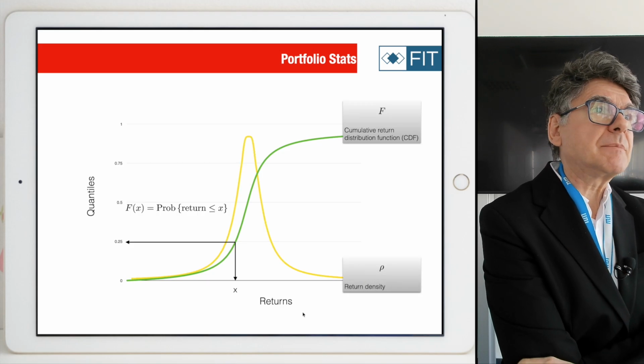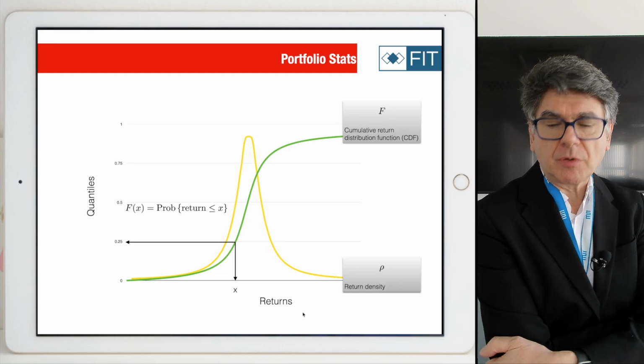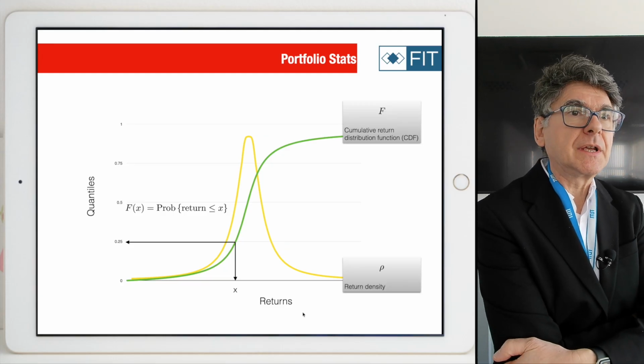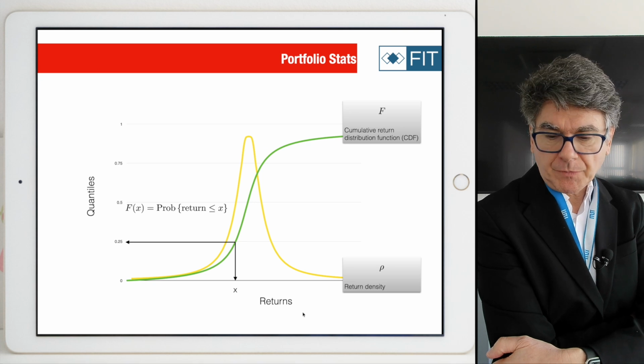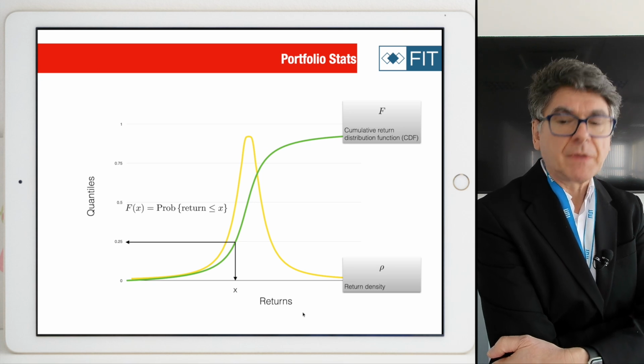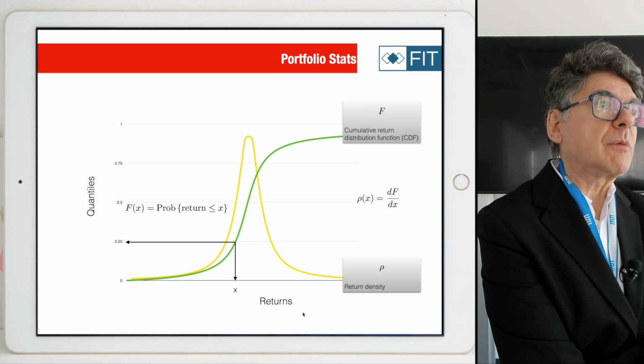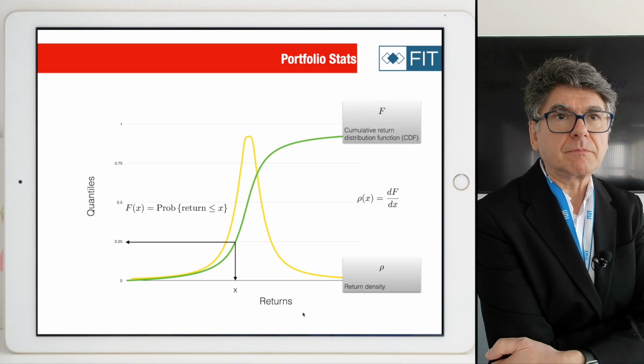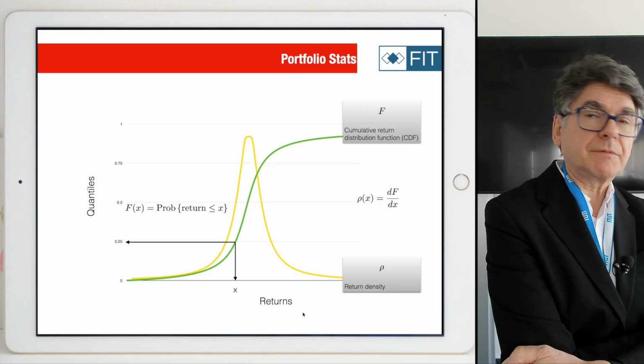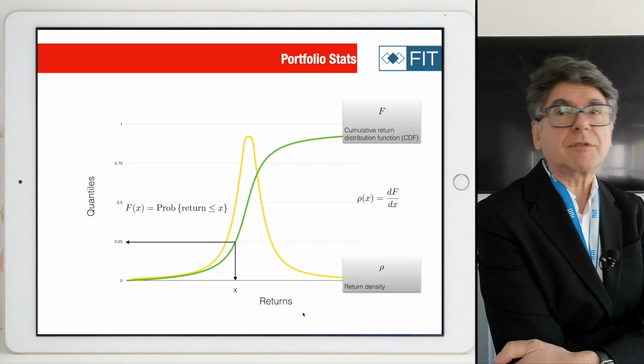Now, with that comes a very close relative of the cumulative return distribution function, the portfolio density or the return density. They're both related by a formula. One is the derivative of the other, or one is the antiderivative of the other. If you have one, you have the other.